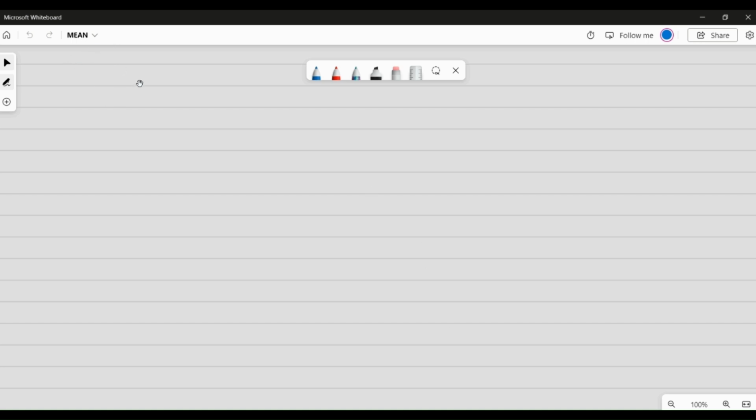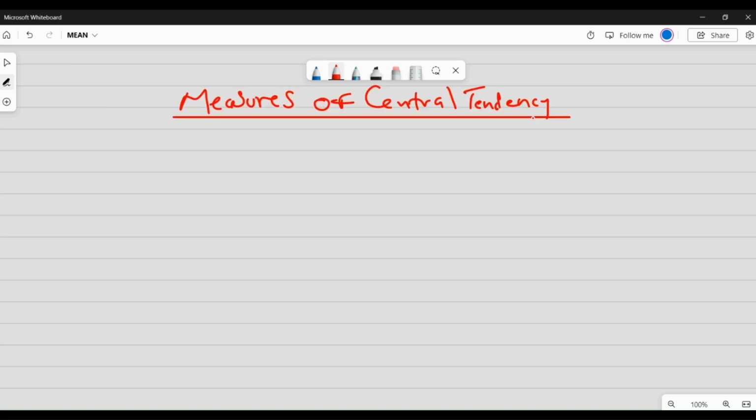So today we're going to look at the measures of central tendency. Measures of central tendency are techniques that are used to condense data into a single value around which most of the values tend to cluster.